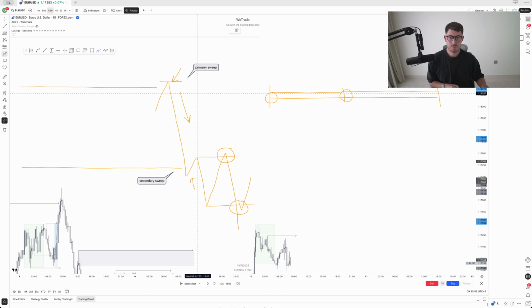So it's very, very simple. You have to be able to identify primary sweeps of liquidity and not secondary sweeps of liquidity, because this is why you keep losing trades from runs of liquidity.